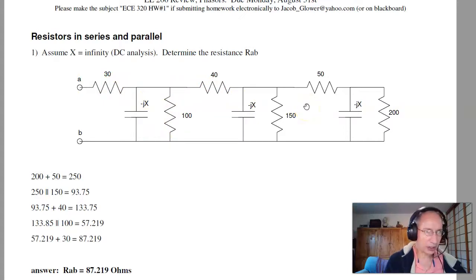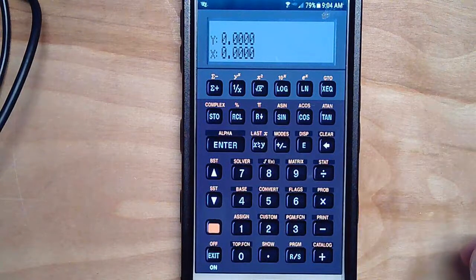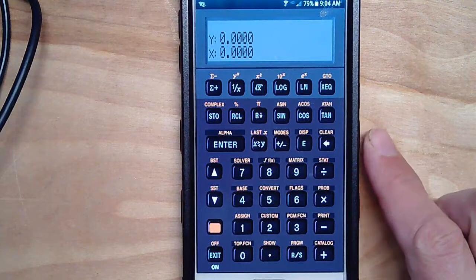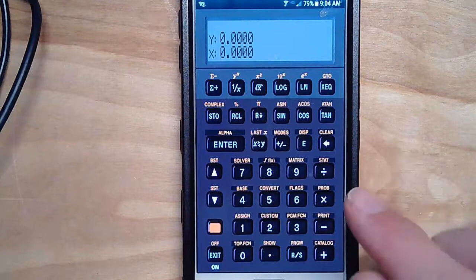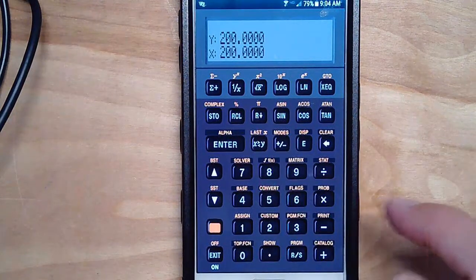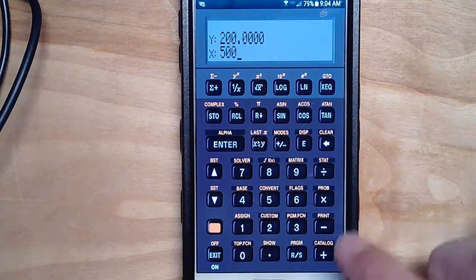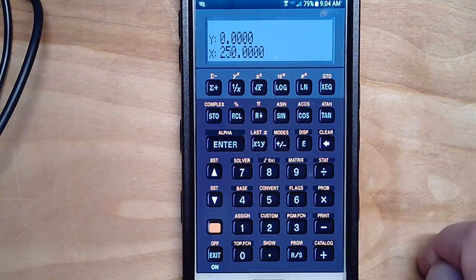On the quiz, I definitely recommend getting an HP calculator, or a calculator that does complex numbers. The app, 42S, works really, really well. So for this one, if we want to add 250 in series, I would take 200, the first number you push on the stack. From then on, I don't need to use the enter button. So 200 plus 50 is 250.